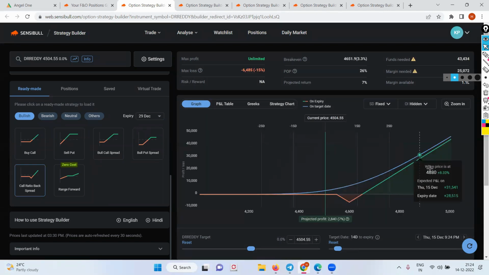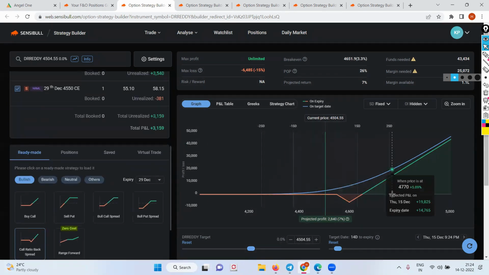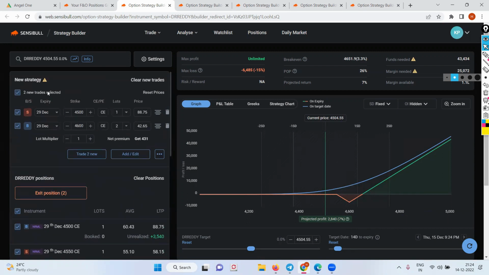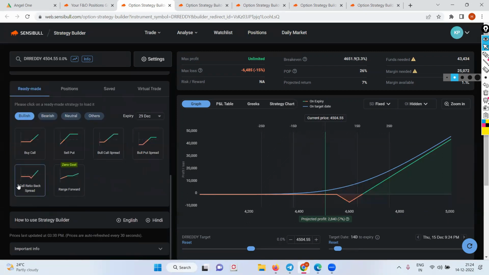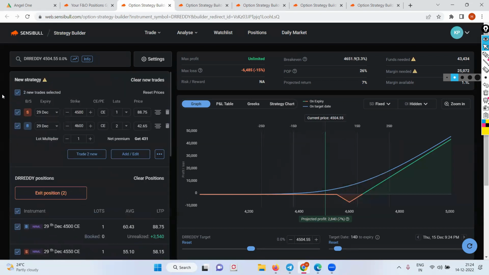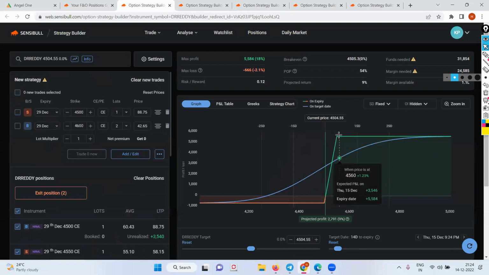See, now check the beauty, guys. I'm not sure whether you will be able to understand this or not. On top of my debit spread, I've just deployed a call ratio spread. What is it? Call ratio back spread. This is not a call ratio, this is a back spread. Now let me show you. I'll deselect this. What happens when the market opens 1% gap up tomorrow? If you look at the black color box, when Dr. Reddy gaps up by 1%, your profit would be 3,416.